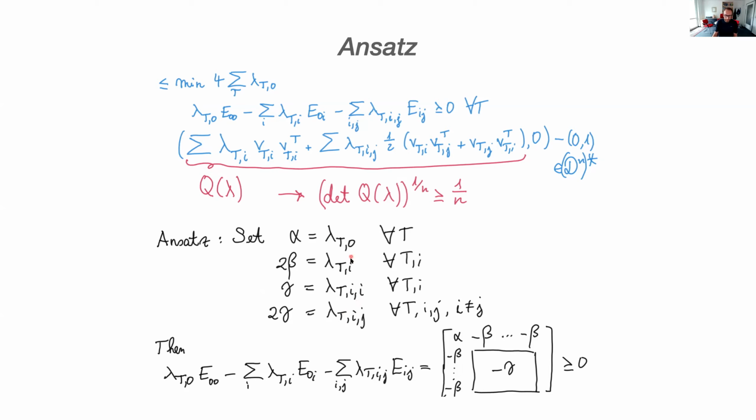Then we plug things in. Then the first condition coming from this gadget turns out to be the simple condition that this matrix over here in these 3 variables, alpha, beta, and gamma, is positive semi-definite.